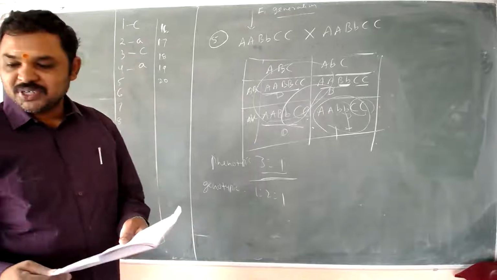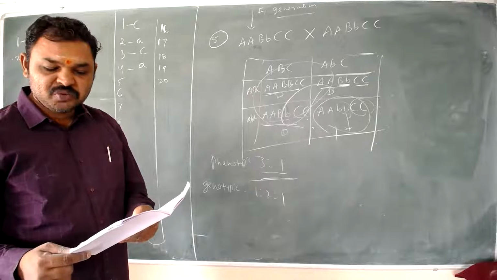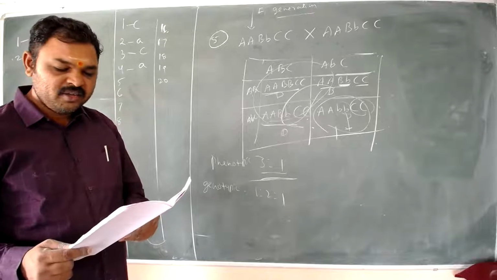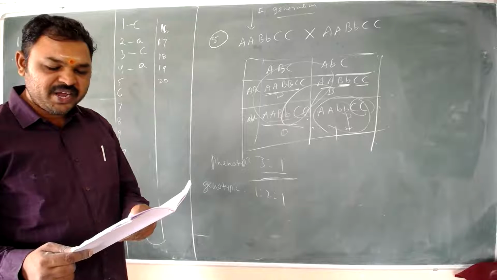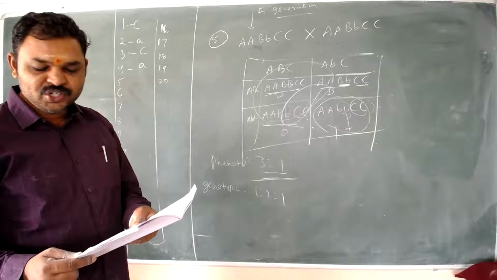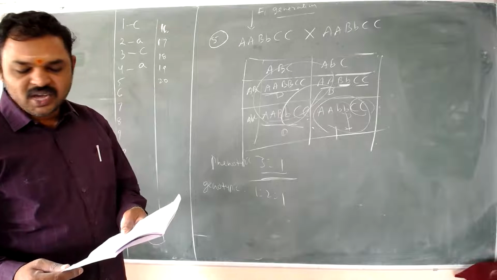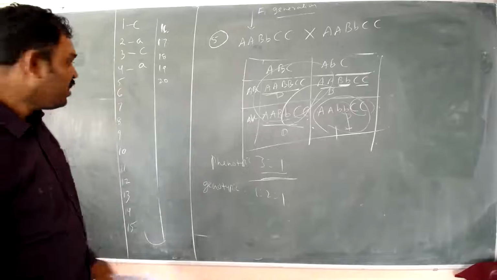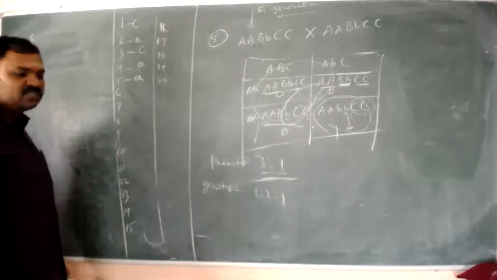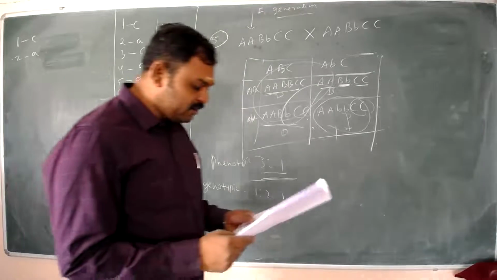So, what is the 3:1 ratio? Option A 3:1, B 1:1, C 9:3:1, and D 27:9:9:9:3:3:1. So, what is the answer? Fifth one, answer A, 3:1. This is the answer. Now you go for the sixth one.